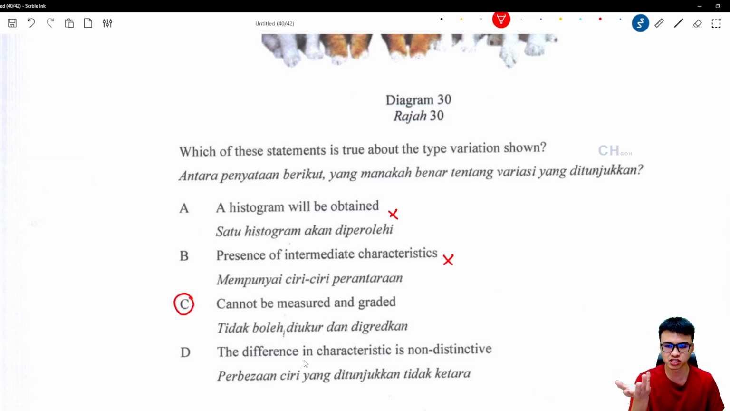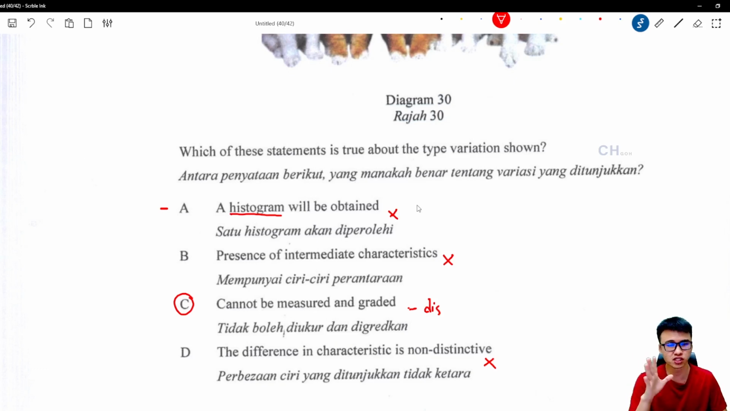And the last one, the difference in characteristic is not distinctive. This one is the continuous variations. So A, B, D, they are the continuous variations. Only C is the discontinuous variation. So the answer is C. Now I think the most confusing part is option A, guys.